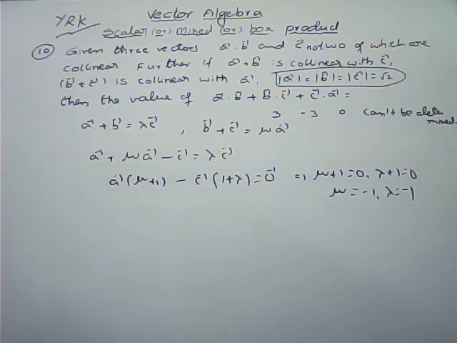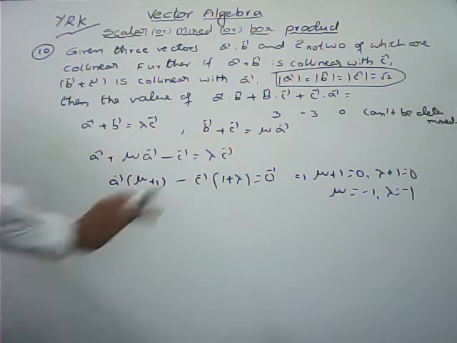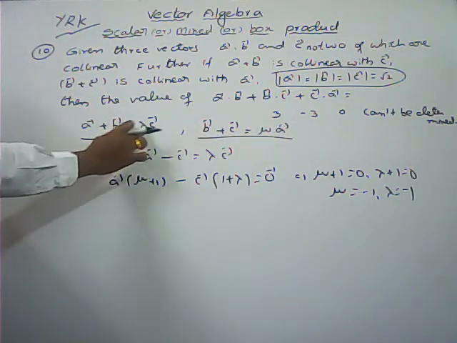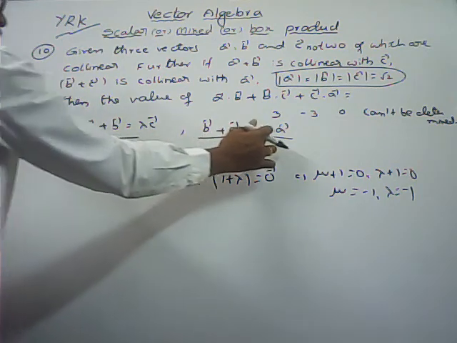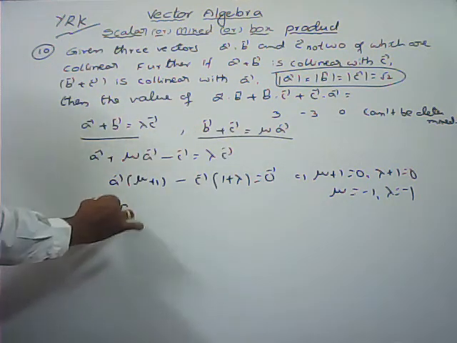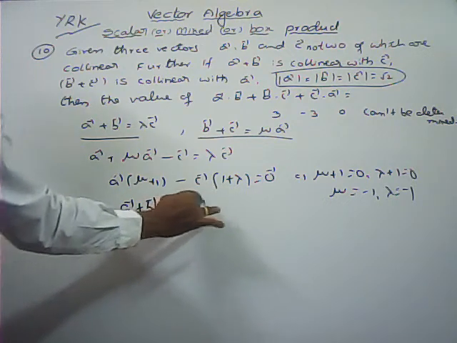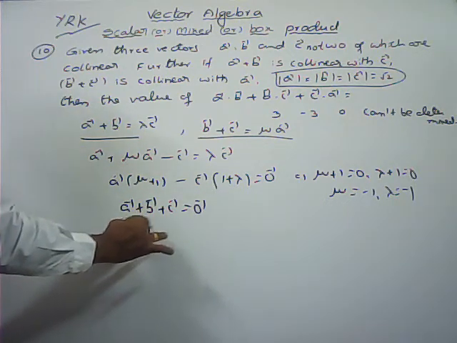Here mu and lambda values we got minus 1. The same values here you can substitute. Minus 1. If I transpose this one, here also minus 1, transfer that side. Here we can get a bar plus b bar plus c bar, that is equal to 0 bar. Squaring on both sides.